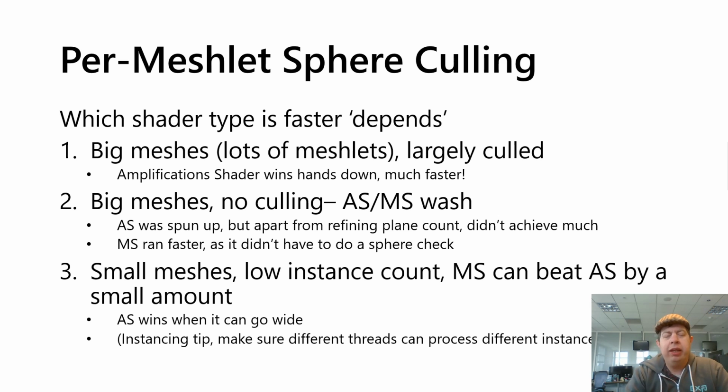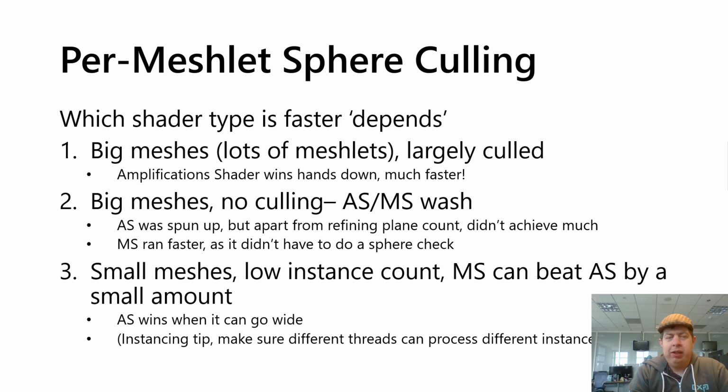If we had no culling, so the amplification shader was run, and it classified everything as visible, perhaps it managed to find the plane count, but we ran the same number of mesh shaders as we would have done before. They didn't have to run the sphere check, but it turned out to be a bit of a wash. So in these two scenarios, we've got either a wash or a big win for the amplification shader. So amplification shader looks like a good idea.